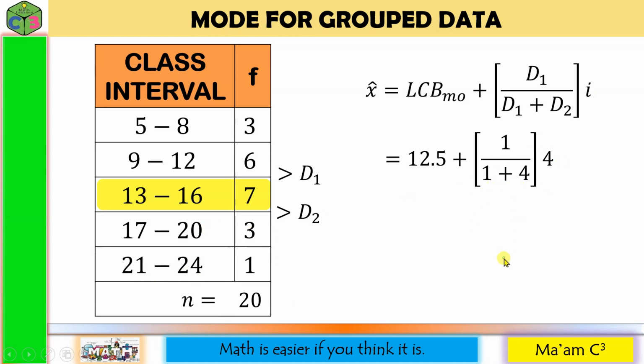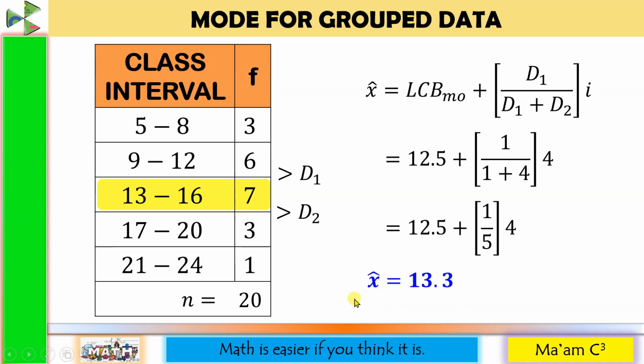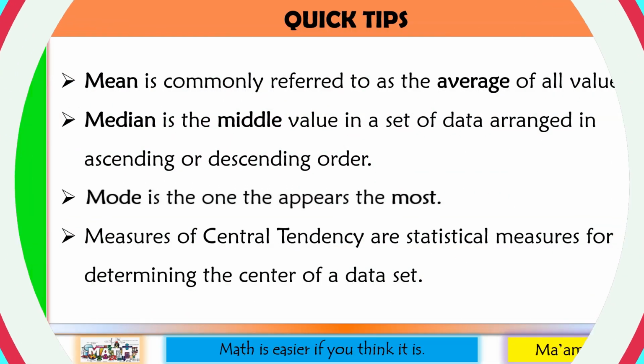1 plus 4 is equal to 5. 1 times 4 is 4. 4 divided by 5 and then add 12.5. That is equal to 13.3. This is our mode. Quick tips.